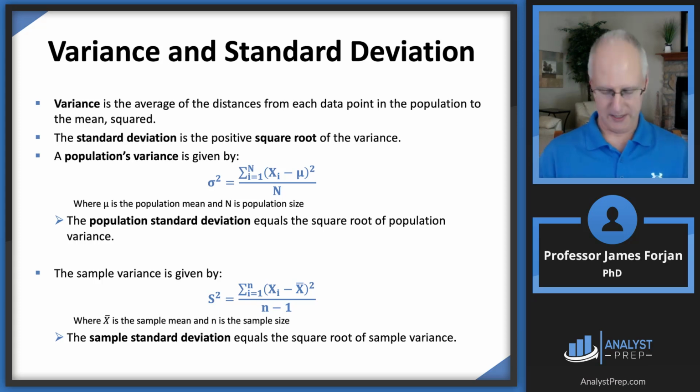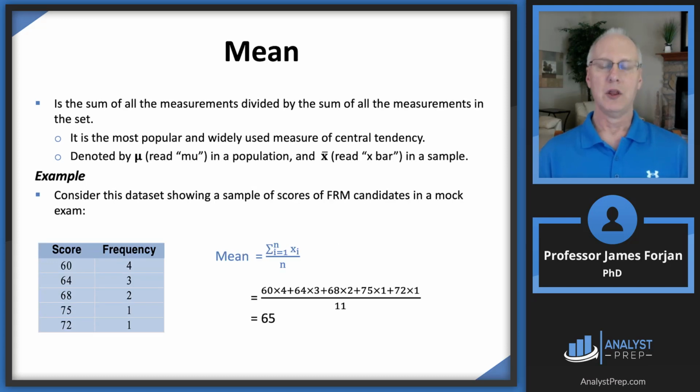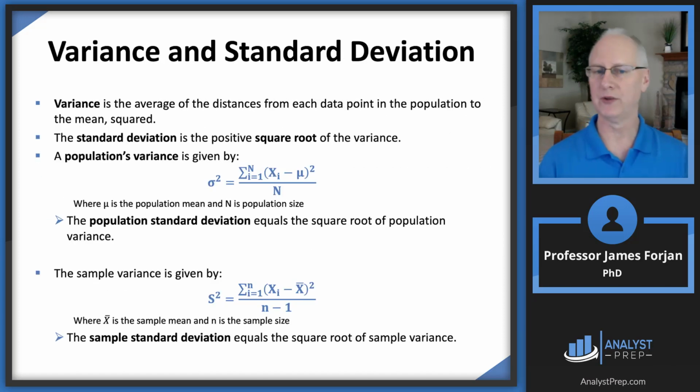Now, notice what we did back in the mean. The formula here is that we had the summation from i equals 1 to n of each observation. So we're going to add those, and then we're going to divide by n. Well, we're going to do almost the same thing to calculate the variance. What we're going to do is sum from i equals 1 to n, but now we're not summing just the individual observations. We're going to sum the observations and their difference from the mean.